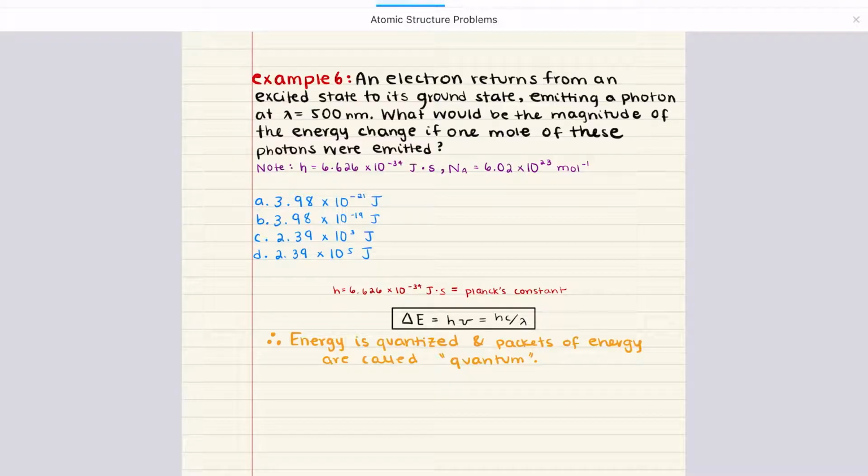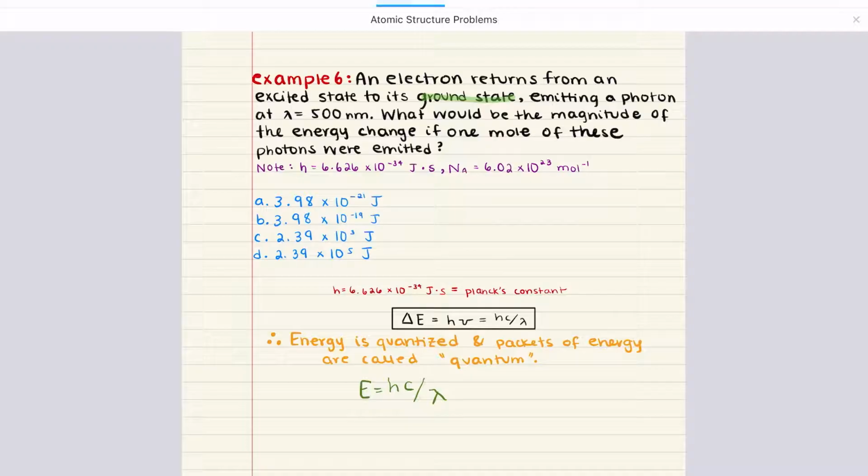Problem 6 says an electron returns from an excited state to its ground state, emitting a photon at wavelength 500 nanometers. What would be the magnitude of the energy change if 1 mole of these photons were emitted? Now, when an electron transitions from an excited state to its ground state, it emits a photon with a specific wavelength. And the energy of this photon can be calculated using this relationship that E equals Planck's constant multiplied by the speed of light over wavelength.